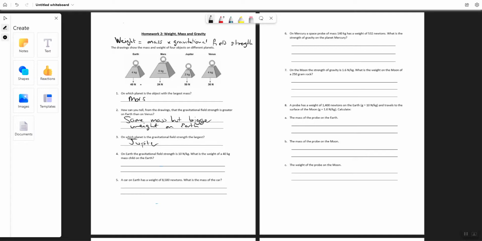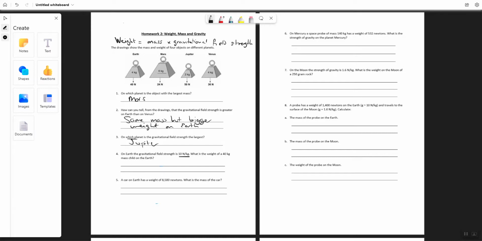On Earth, the gravitational field strength is 10 newtons per kilogram. And that's important. You will get given this number. Okay, you get given it. It's one of the constants that you're kind of given, because most things are happening on the Earth. What is the weight of a 40 kilogram mass child on the Earth? Now, importantly, whenever we put stuff into this equation, you will always get a mark, one for remembering the equation, and the other for putting numbers in before you worry about rearranging. That's true of all equations that you meet in physics.